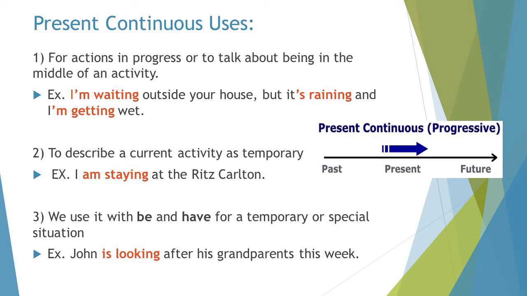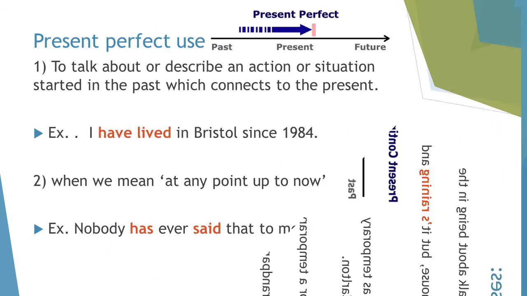Secondly, we use it to describe a temporary current activity. Like when you are staying at a hotel for a few days, you say, I'm staying at the Ritz-Carlton. But the last use of present continuous is with verb be and have when we are referring to a special or temporary situation. For example, John is looking after his grandparents this week. It is a temporary situation because it's only this week.